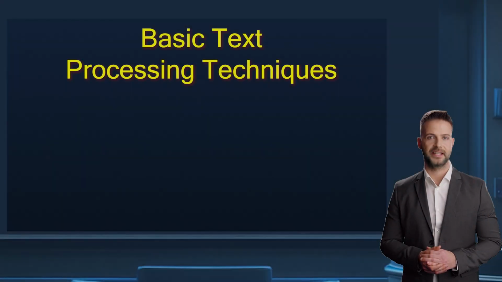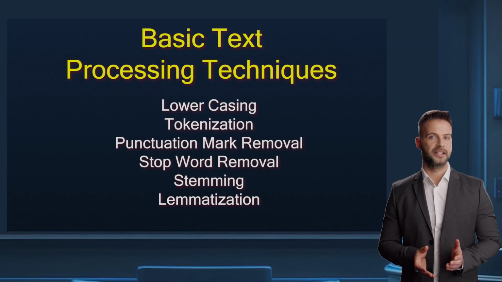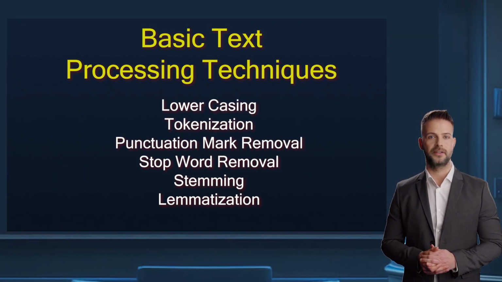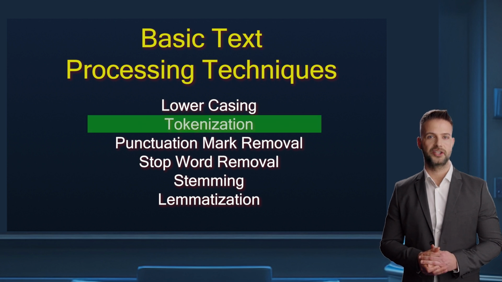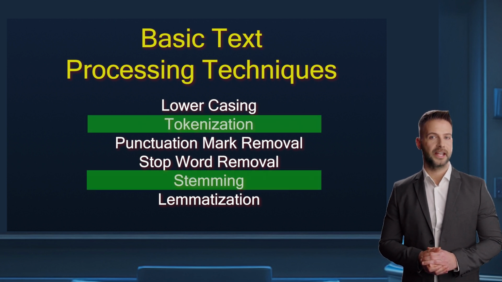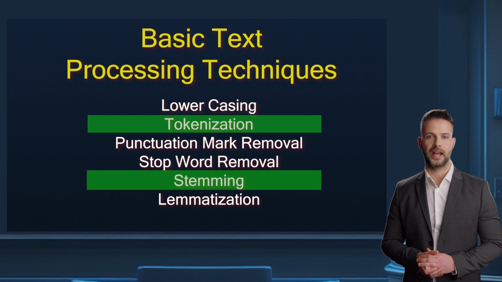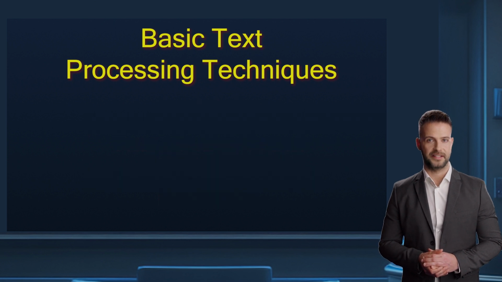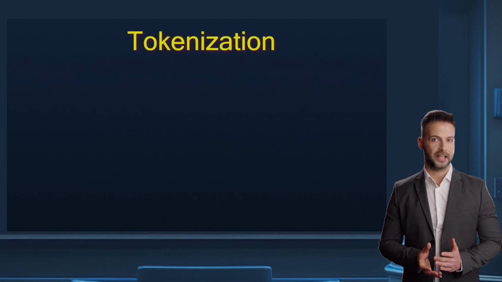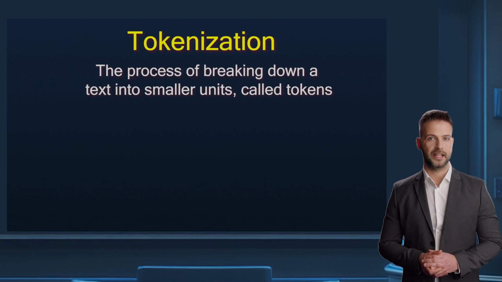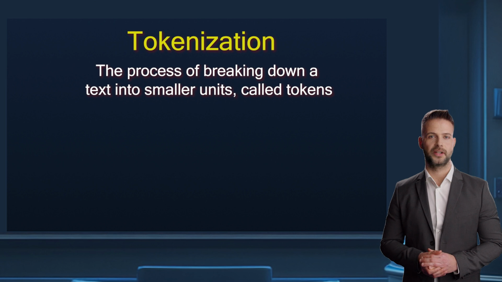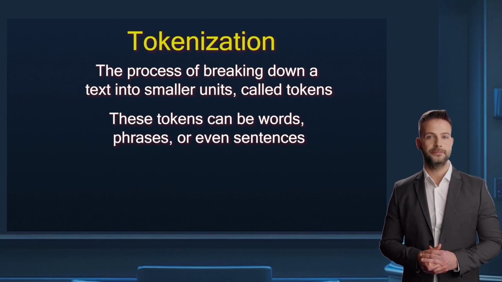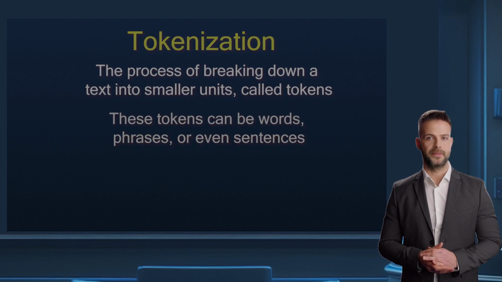So what are some basic text processing techniques? In this section, we will discuss two essential text processing techniques, tokenization and stemming. These techniques are foundational for any NLP task and help prepare text data for further analysis. Let's start with tokenization. Tokenization is the process of breaking down a text into smaller units called tokens. These tokens can be words, phrases, or even sentences. Tokenization is crucial because it allows us to analyze the structure of the text and perform various NLP tasks.